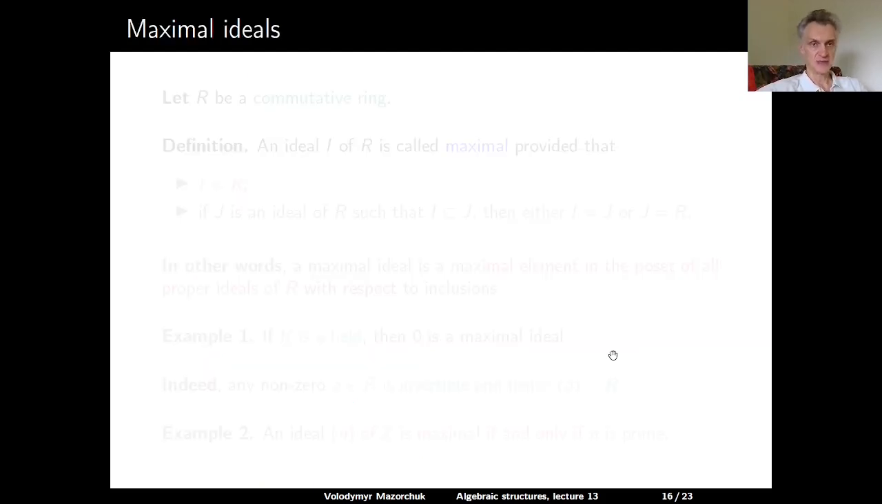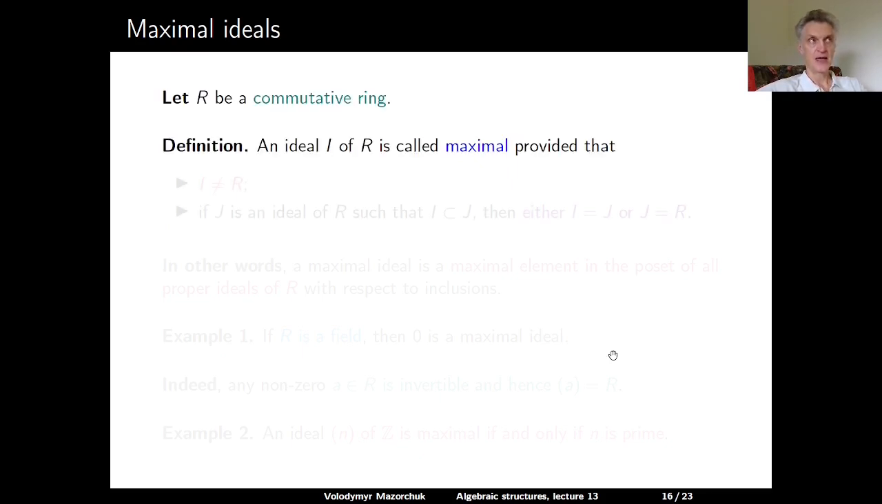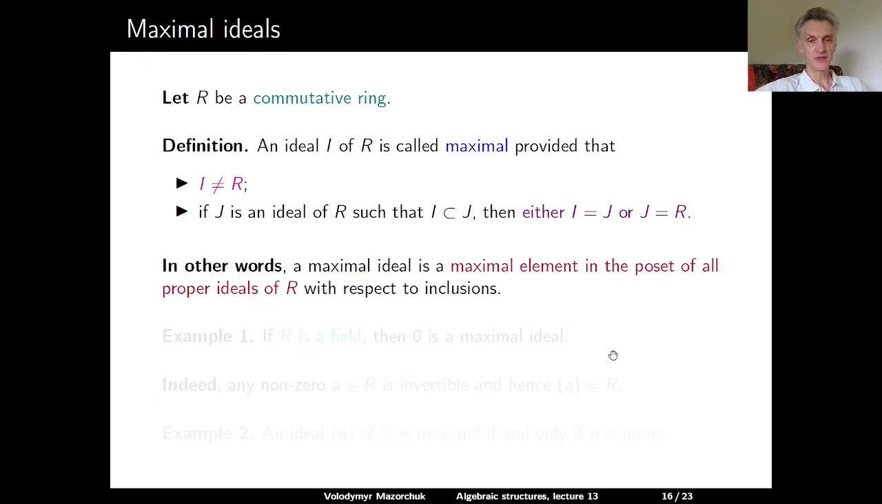Now we can talk about maximal ideals in rings. Let R be a commutative ring. Definition: an ideal I of R is called maximal provided that it is different from R and it has the following property. If J is an ideal of R such that J contains I, then either J is equal to I or J is equal to R. So in other words, a maximal ideal is a maximal element in the partially ordered set of all proper ideals of R, where the partial order is given by inclusion.